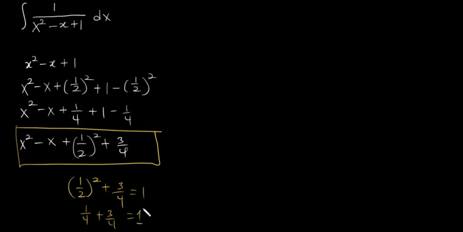So now you see that you have written the 1 as a sum, right? And now you are going to have the integral of 1 over x squared minus x plus 1 over 2 squared plus 3 on 4 dx, which is the same as what we had earlier. Alright, so now let's look at what you are going to do next.